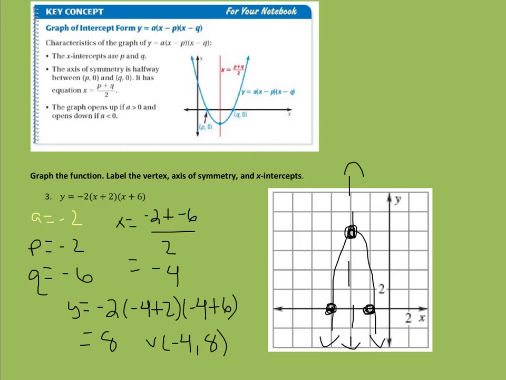So there's our graph. So guys, it's very important to copy these things down because you need to understand how to use them. And notice how a has told us every time whether it's opening up or down, whether it was yesterday with the standard form, or with the vertex form, or with the intercept form. Okay? Alright, let's move on to the next slide then.